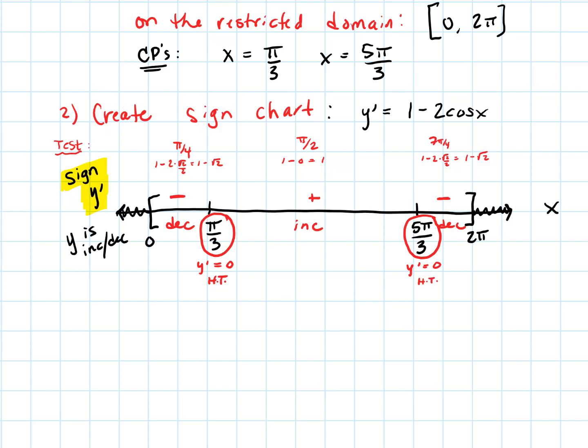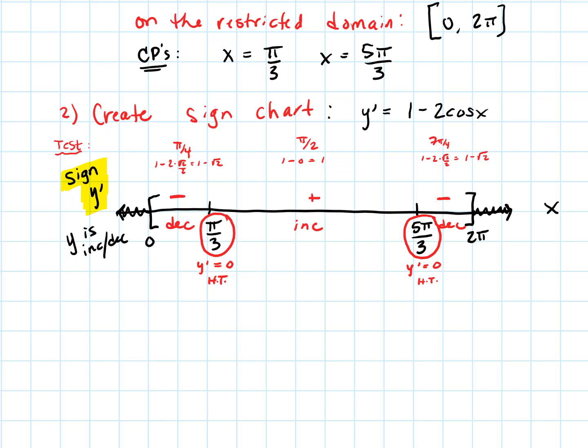Remember, our critical points could be points that are restricted from the domain, or where the derivative is undefined, or, in this case, of course, where our derivative is equal to 0, a horizontal tangent. So it's worth noting what those points are on the sign chart.